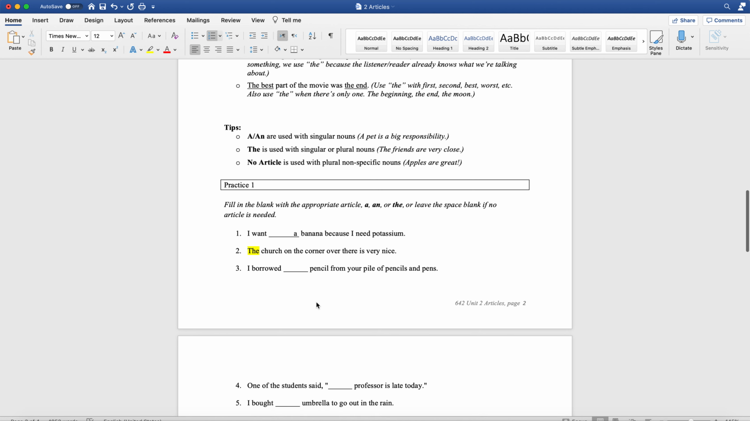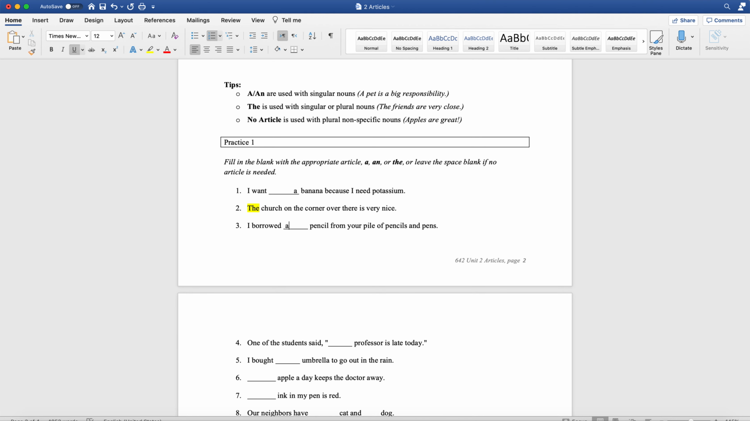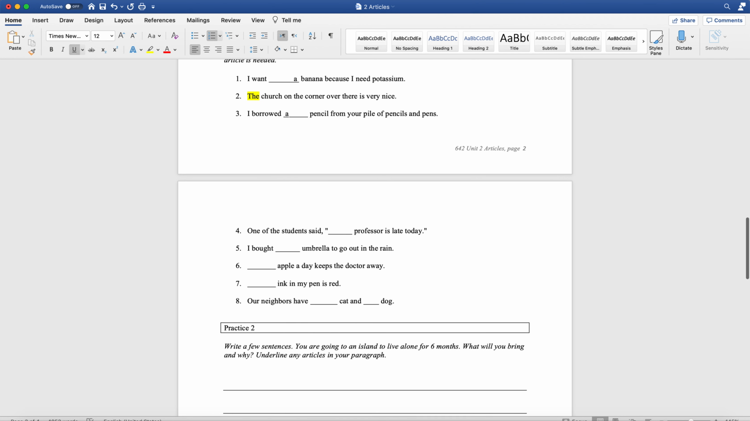I borrowed a pencil from your pile of pencils and a pen. A pencil, because we don't know which one, there's just a pile of pencils and we picked one. One of the students said, "The professor is late today." Is there any random professor? No, it's a specific professor. So the professor is late today.